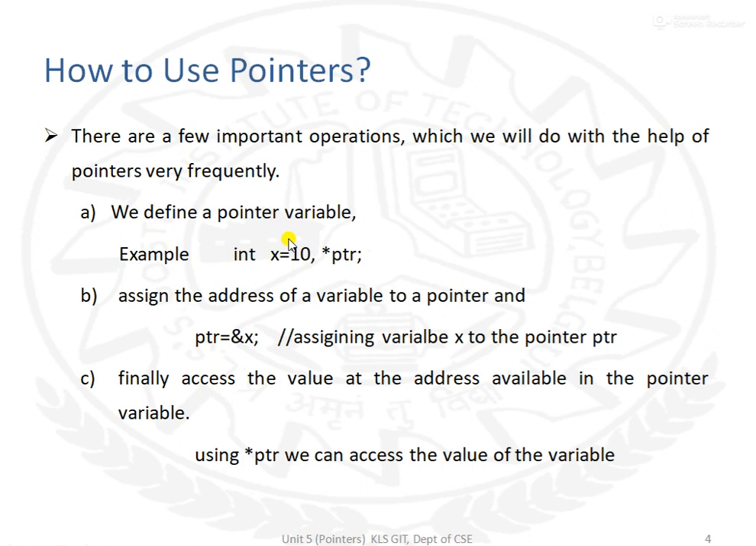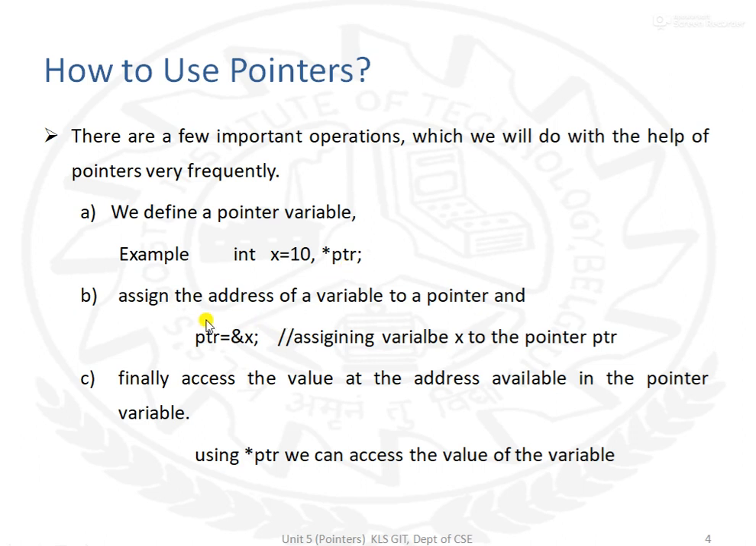When we want to define a pointer variable, it is similar to any other variable. So you can see in this example here, int x = 10. x is a variable of integer data type holding the value 10. Similarly, we have *ptr, which is a pointer of integer data type.